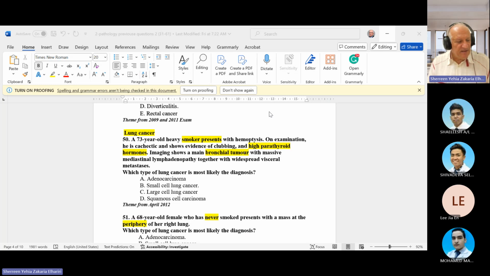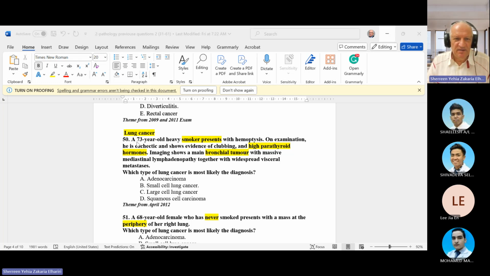After that, if the tumor is in the pleura, not in the lung, it is not lung cancer, it is mesothelioma. So pleura is mesothelioma. Chronic smoker, squamous cell carcinoma. Non-smoker, adenocarcinoma. So you can go one by one.